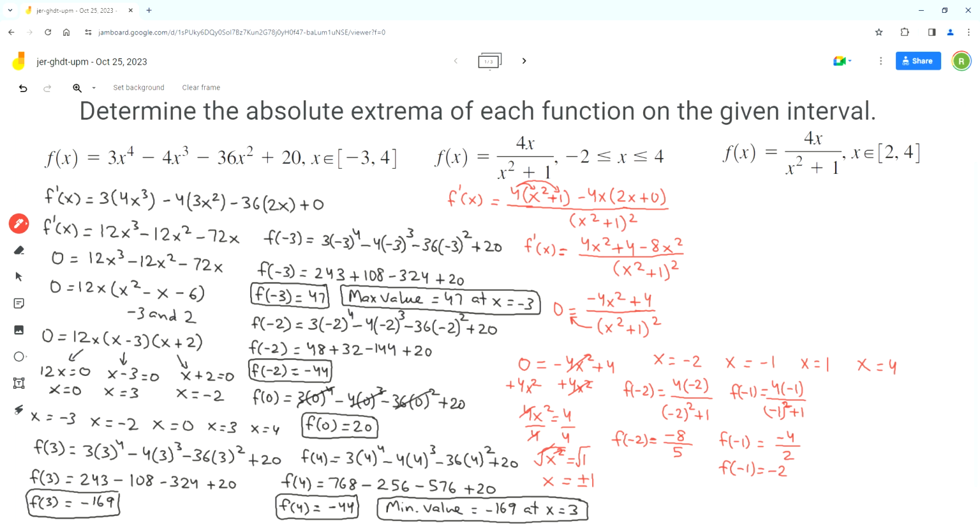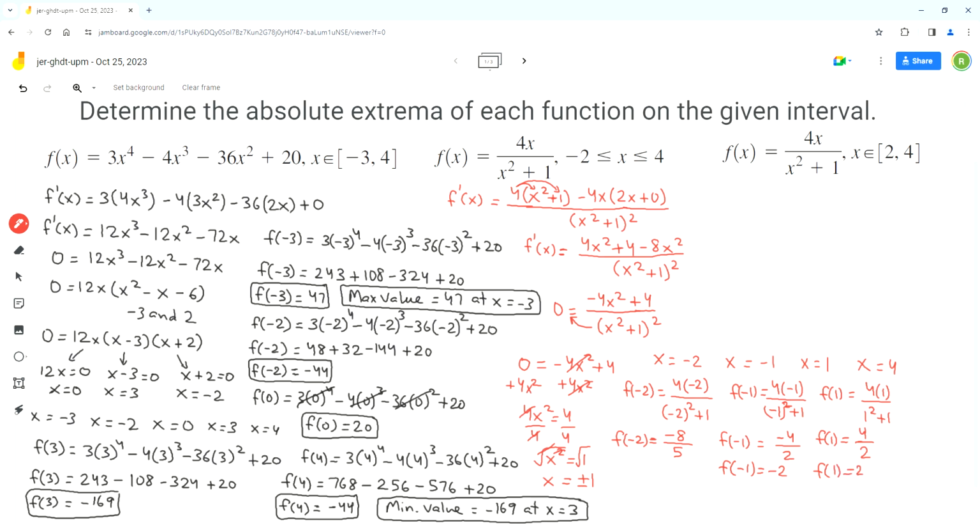Now we can do the analysis for x equals 1. So f at 1 equals, so 4 times 1 over 1 squared plus 1. So f at 1 is equal to, so 4 times 1 is 4. So 4 over, so 1 squared is 1 and 1 plus 1 is 2. So f at 1 is equal to 2.